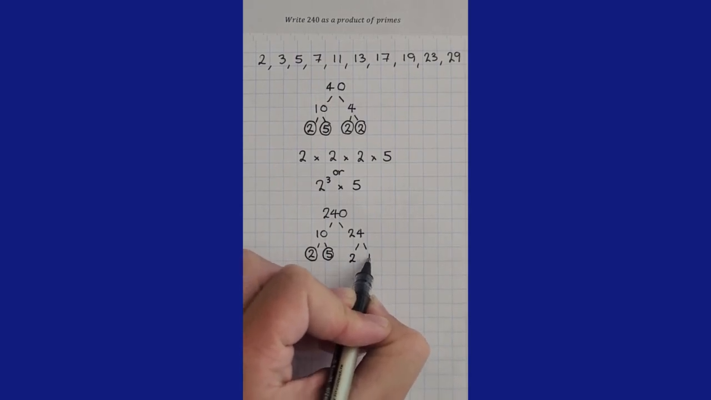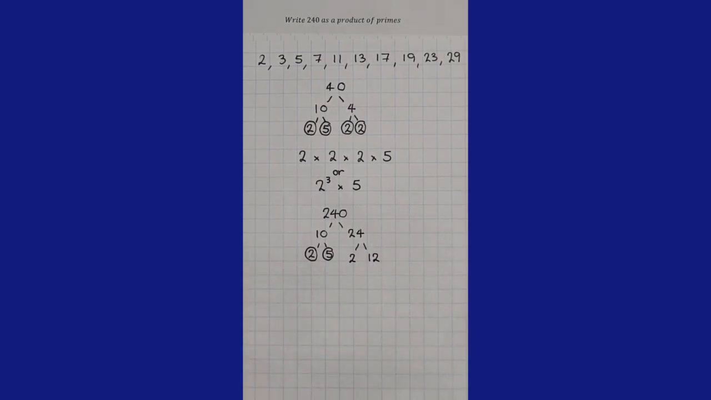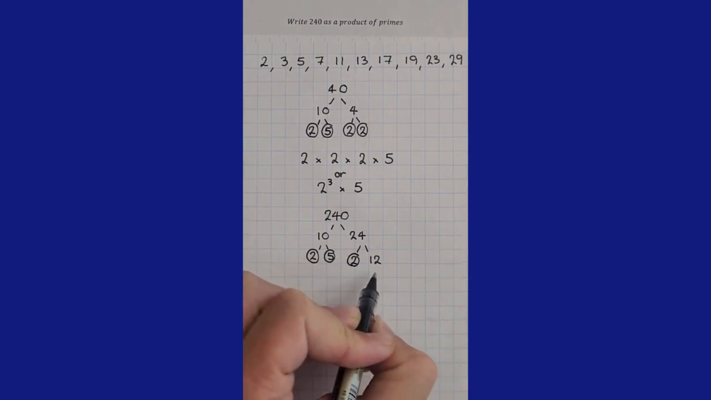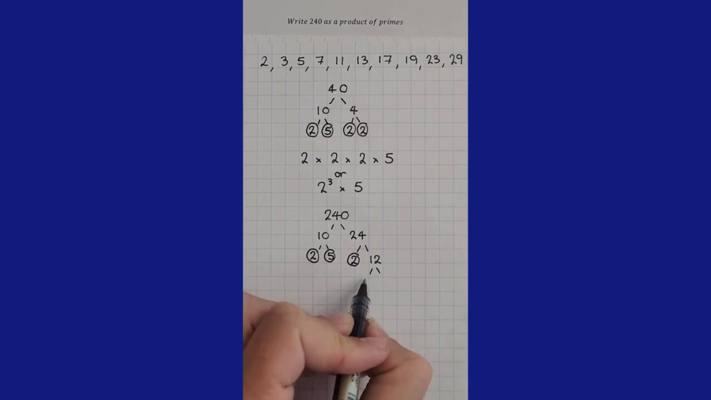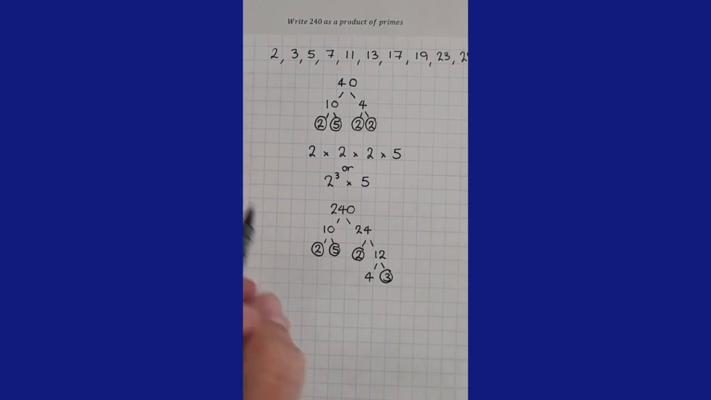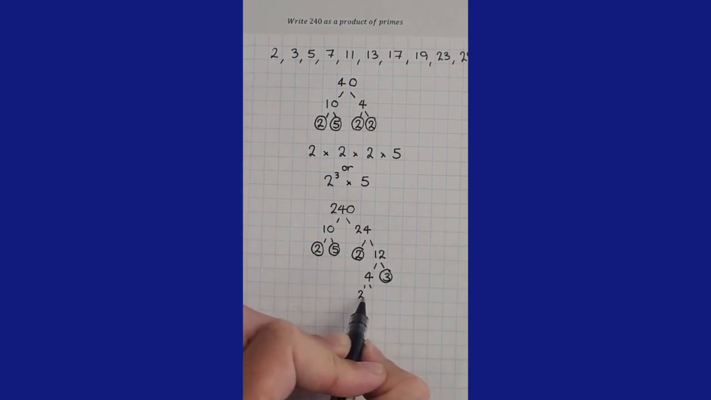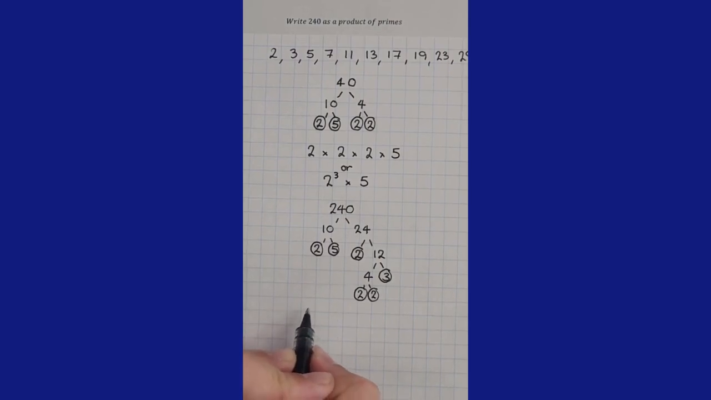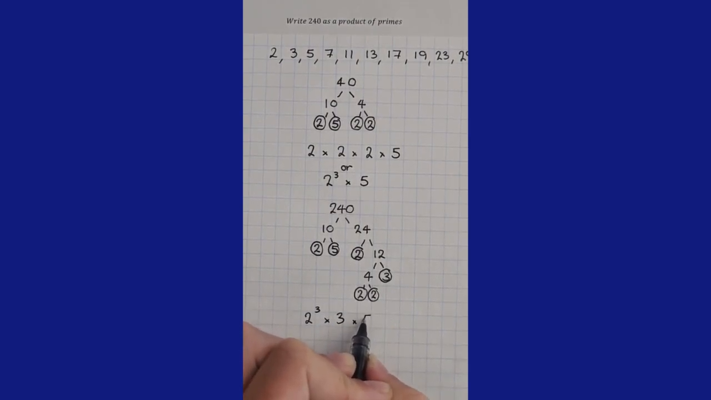Well, I'm going to go with 2 and 12. I could have done 6 and 4 or 8 and 3. Still get the same way. Again, we know that 2 is one of my prime numbers, so I can put a circle around that. How do we make 12? Well, that's going to be 4 and 3. Circle my 3 as it's a prime. And then how do we make 4? Well, that's going to be 2 times 2. So what I need to do is write my circled primes as products. I've got 2 cubed multiplied by 3 and then multiplied by 5.